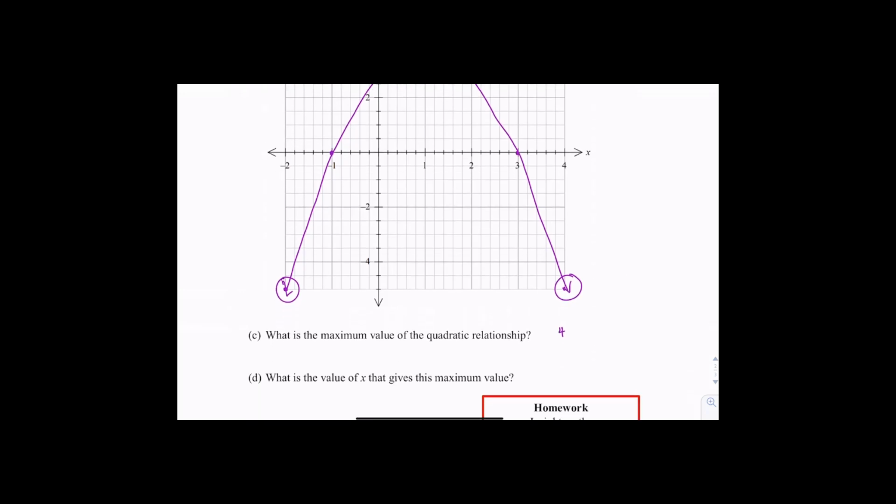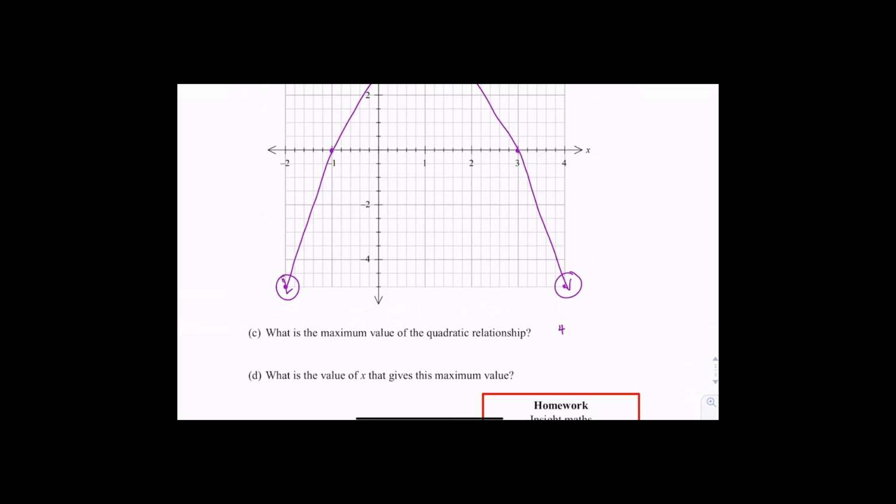So the last question is, what is the value of x given that this is the maximum value? Well, we just need to read off the x value, and the x value is 1. That's all there is to it.